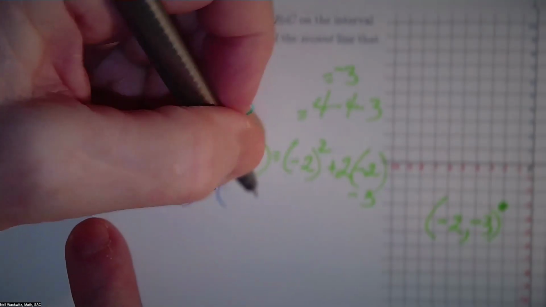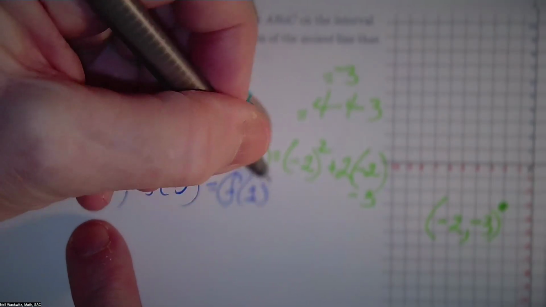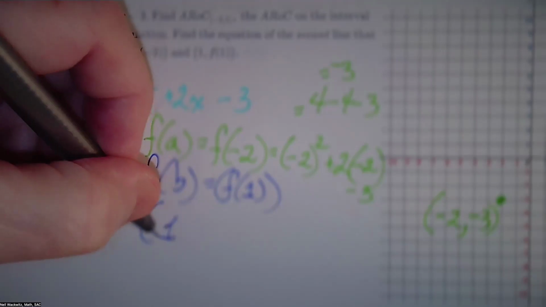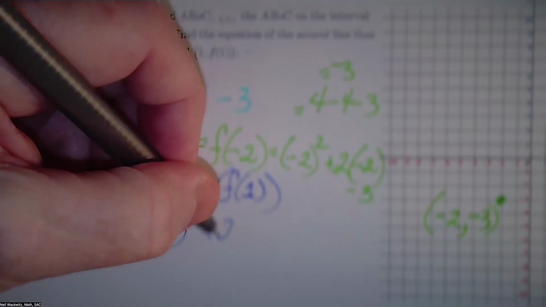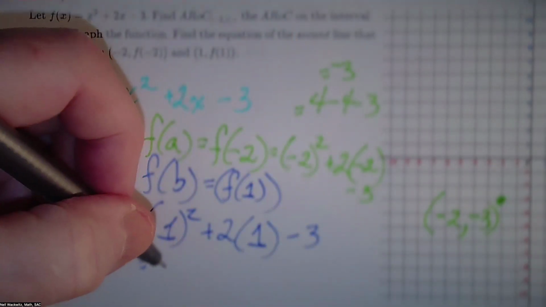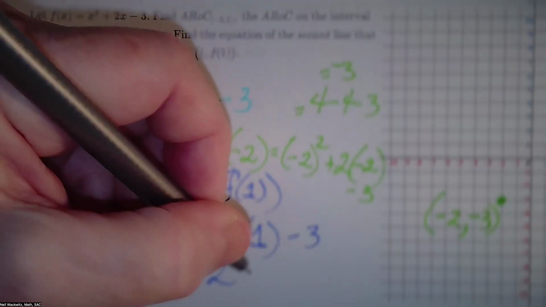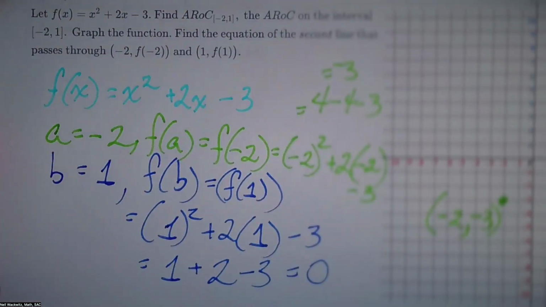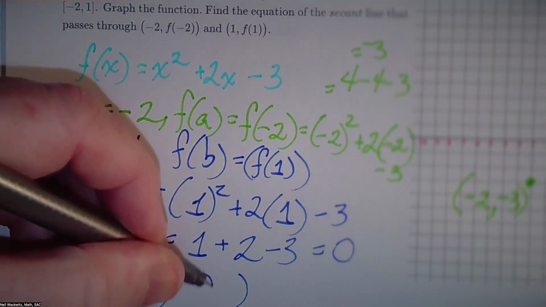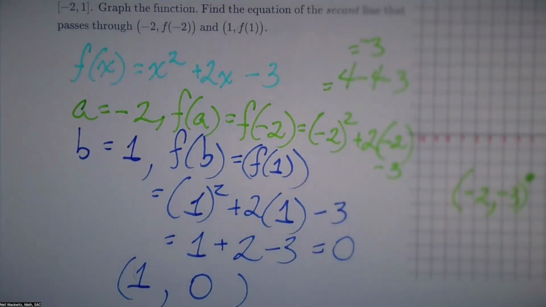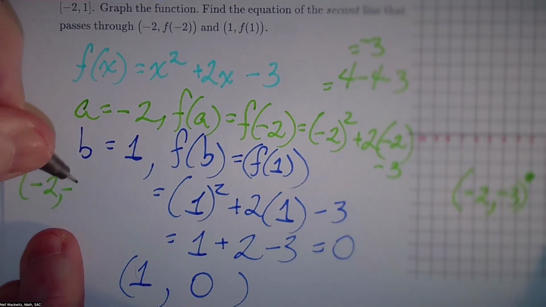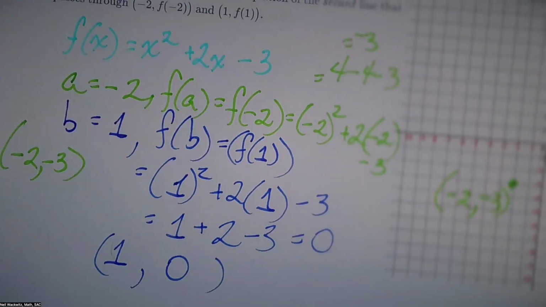f of B will be f of 1, and that's 1 squared plus 2 times 1 minus 3. 1 plus 2 minus 3 is 0. So our second point is 1, 0. Let's write that first point in here. The first point is -2, -3. So 1, 0.